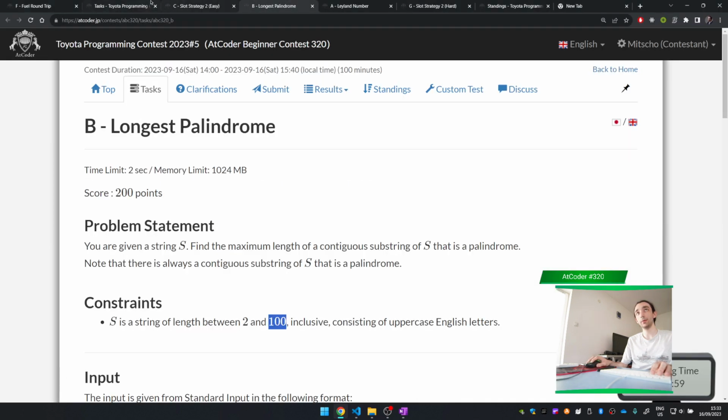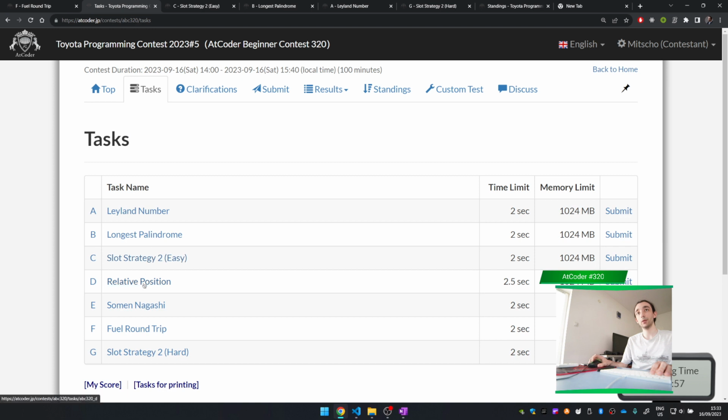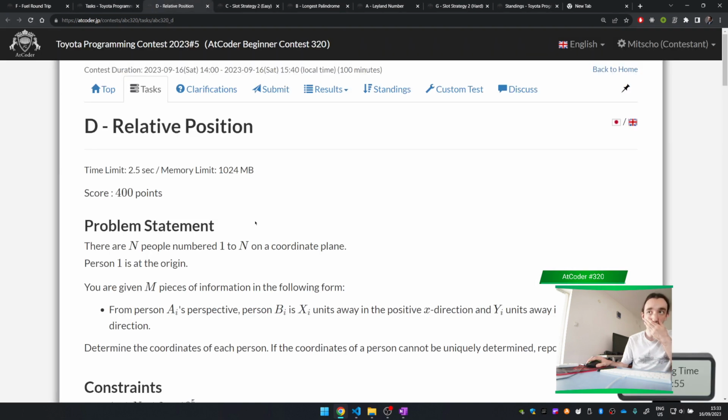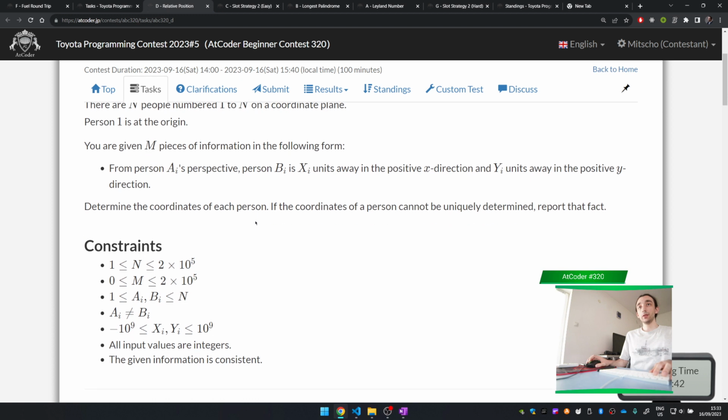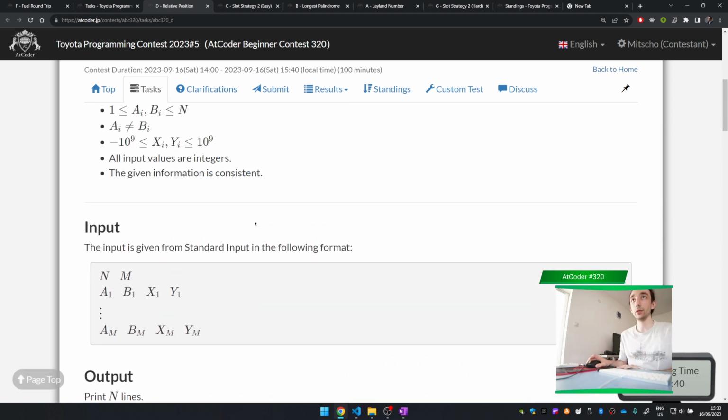Problem D, relative position. Yeah, so problem D is a very well-known problem. I mean, variations of this problem have been seen on Codeforces. You want to build a graph, essentially.